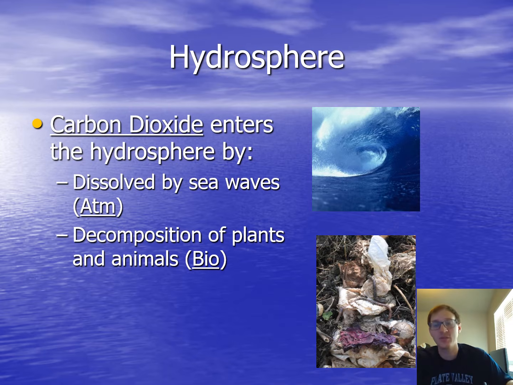Decomposition of plants and animals in the biosphere, so all the marine life that dies and decomposes in the oceans, also puts more carbon into the oceans. Decomposing sea plants, seaweed, all kinds of that stuff. Also, when it decomposes, it's going to be putting more carbon into the ocean.